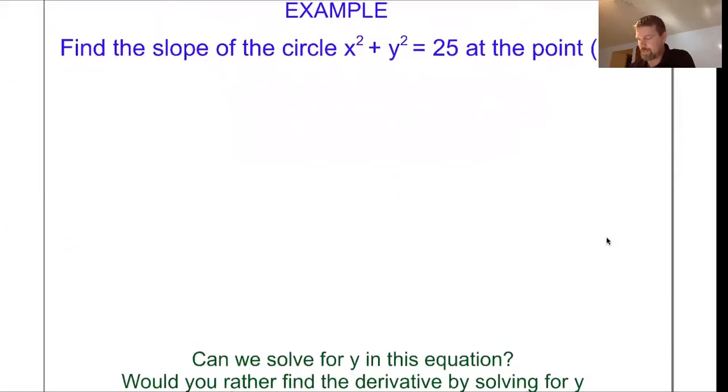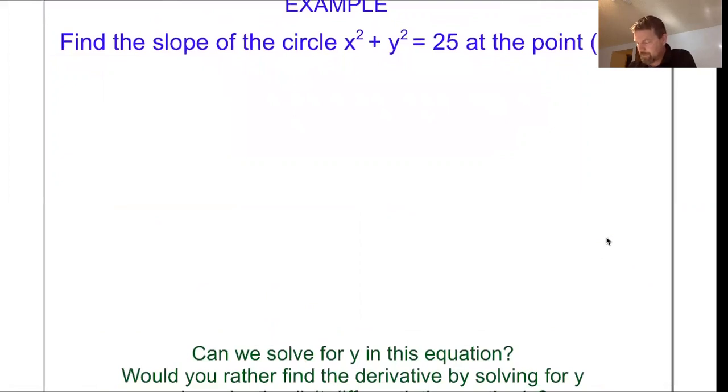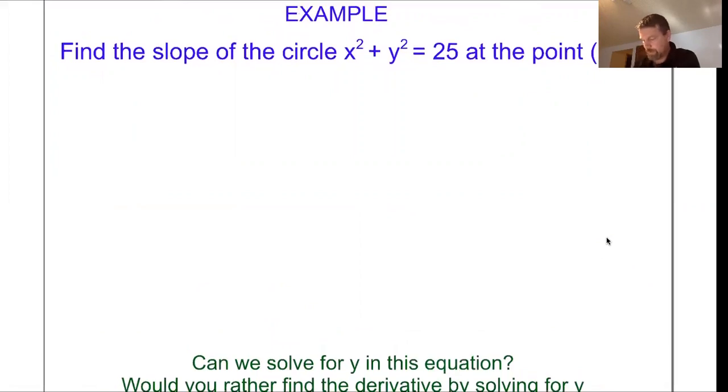All right, this one. Find the slope of the circle x squared plus y squared equals 25 at the point (3, -4). Well, first I'd have to find my derivative. I'm going to write my equation down here just so I can more easily see my steps. All right, let's do it.